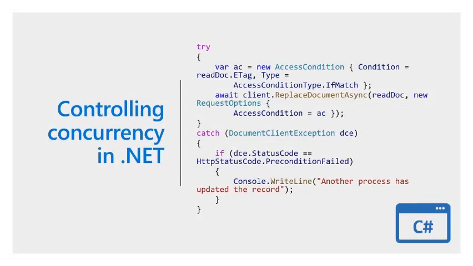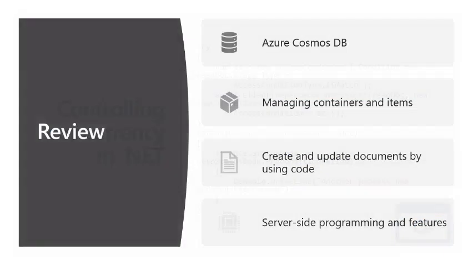Controlling concurrency in .NET. This code uses the AccessCondition class to take advantage of the ETag and avoid scenarios where the document is updated on the server before the client finishes processing it. If there is an optimistic concurrency issue, the SDK will throw a DocumentClientException and will return the appropriate HTTP status code, which is precondition failed. So if you see the precondition failed status, then you know that another process has updated the record. That's how we can assure concurrency.